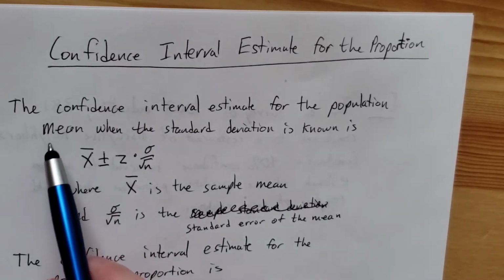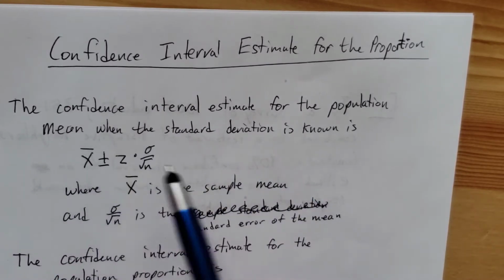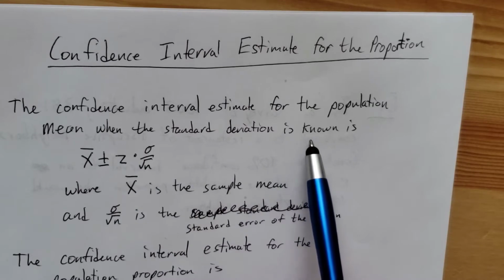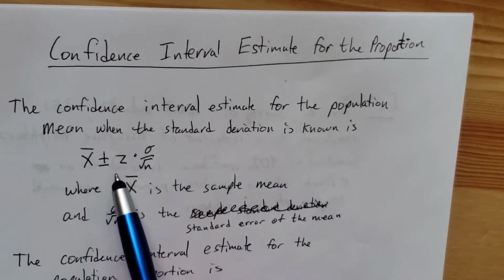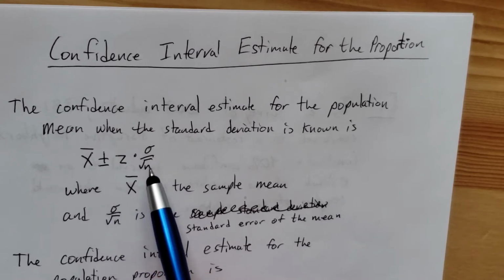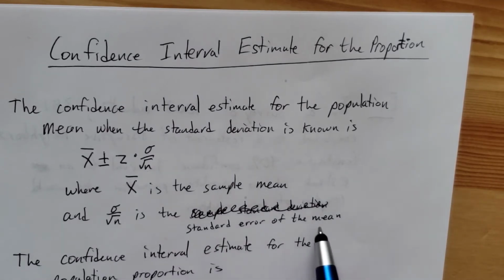All right, so just to remind ourselves, what is the confidence interval estimate for the population mean when the standard deviation is known? Well, that is x bar plus or minus z times sigma over the square root of n, where x bar is the sample mean, sigma is our standard deviation of the population, and sigma over root n is the standard error of the mean.